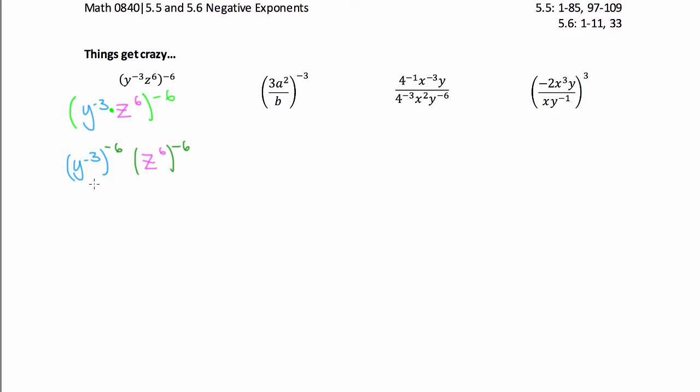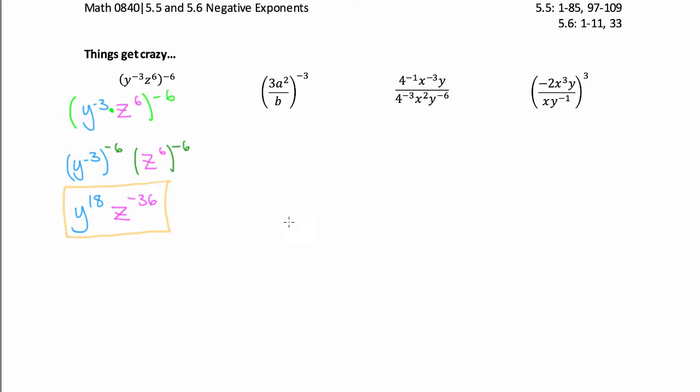And now when I take something that's being raised to a power and I raise that to a power, I multiply those two exponents. So I have y to the power of negative 3 times negative 6 is positive 18. And then z to the power of positive 6 times negative 6 is negative 36. And that is my fully simplified answer.